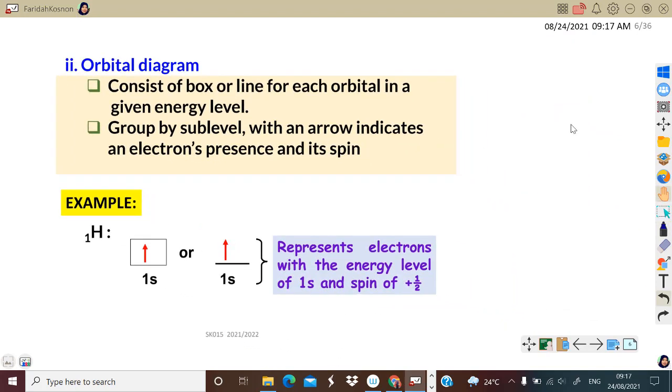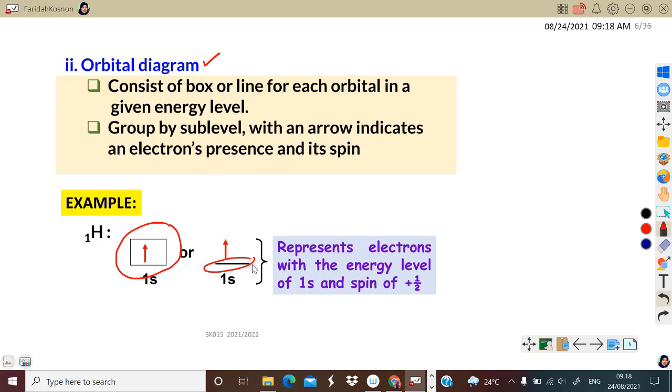So we have another one, orbital diagram, which is one of the methods to write the electronic configuration. So how to write the electronic configuration of an atom or ions by using orbital diagram? What is orbital diagram? Orbital diagram consists of a box or line for each orbital in a given energy level. So you can see here we have box, we have box or line for each orbital in a given energy level.